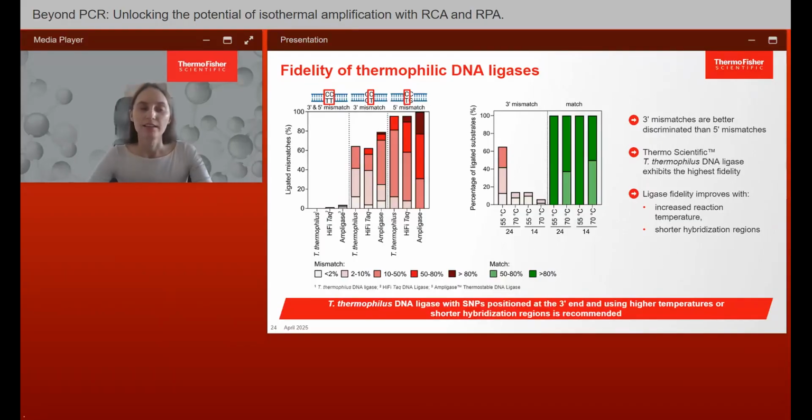So in summary, for SNP detection, we recommend to use thermophilus DNA ligase, position SNPs to be complementary to the 3' end of your padlock probes, and apply higher reaction temperatures or shorter hybridization regions. So you should design your padlock probes with shorter hybridization arms.